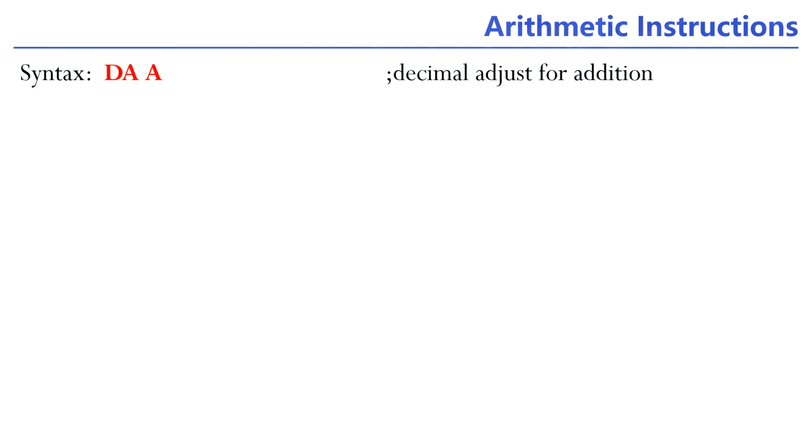And next, the last instruction is the DAA instruction, decimal adjust for addition. Actually, this instruction is used to correct the result after performing BCD addition.